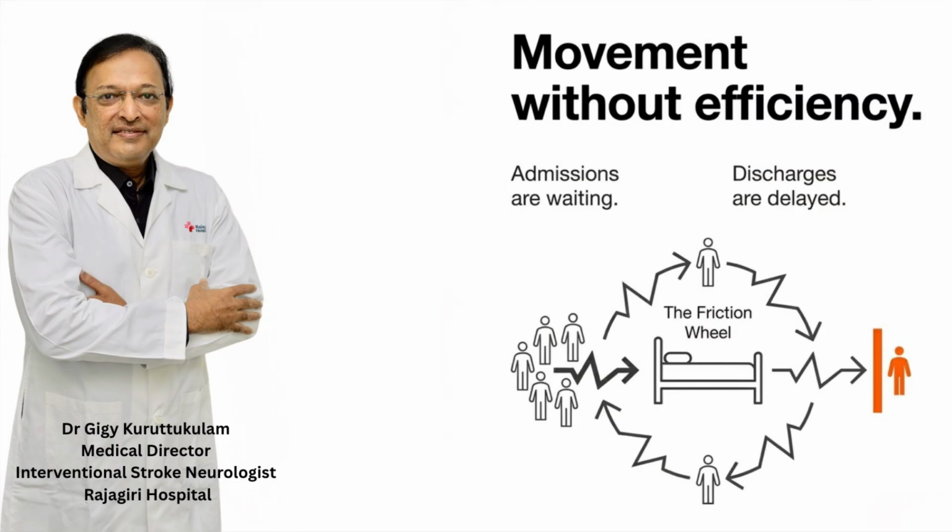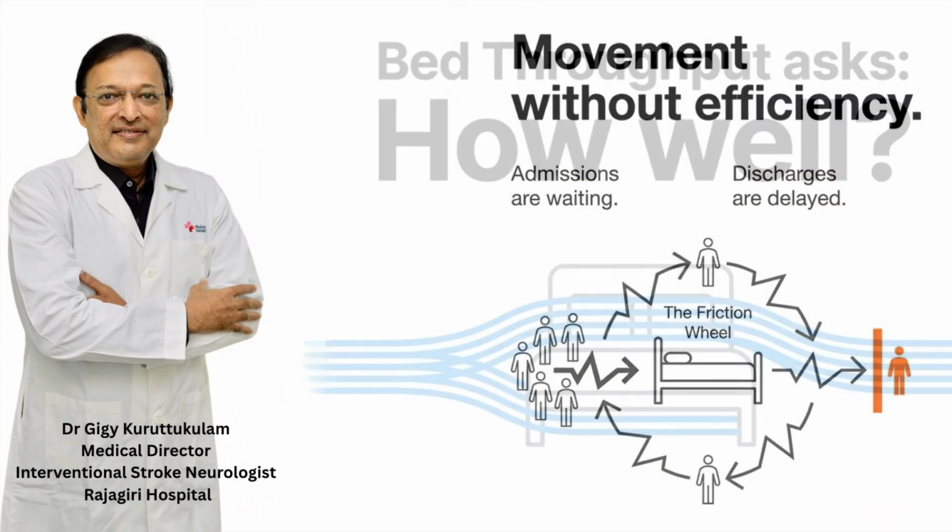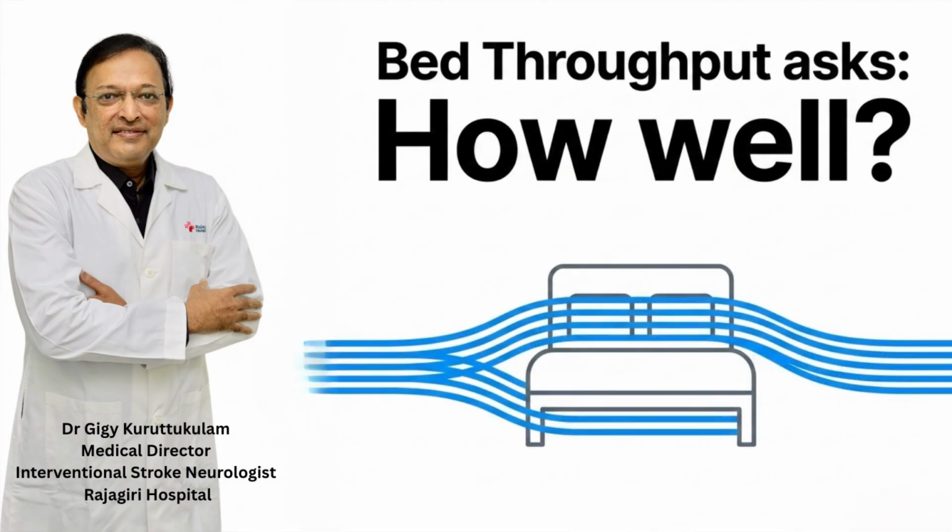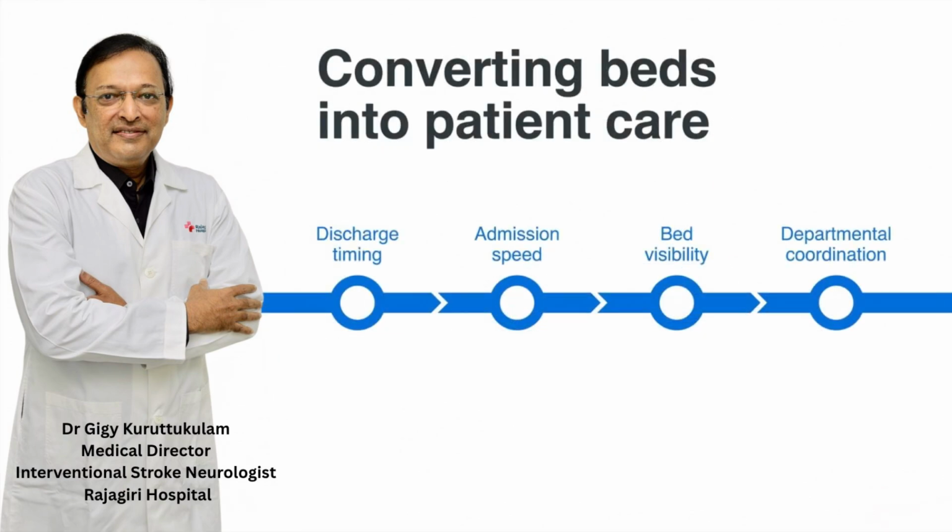A bed may turn over multiple times, but if discharges are delayed and admissions are waiting, the system is still inefficient. And that brings us to the most important concept: bed throughput. Throughput asks a different question. Not just are beds full or how often are they used, but how efficiently is the hospital converting beds into patient care. Throughput reflects discharge timing, admission speed, bed visibility, coordination between departments. It brings everything together.